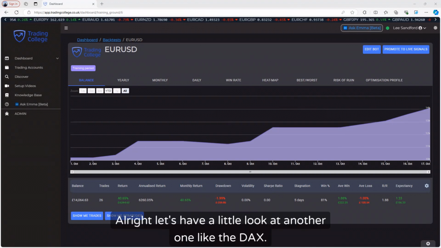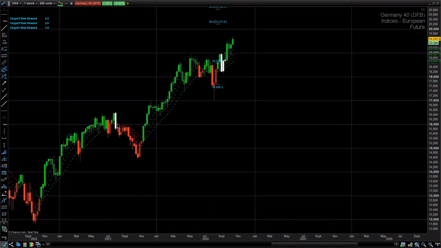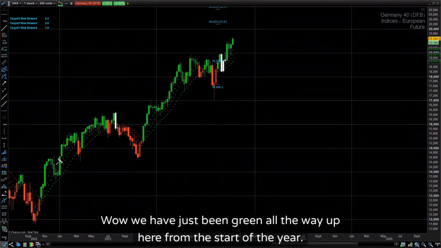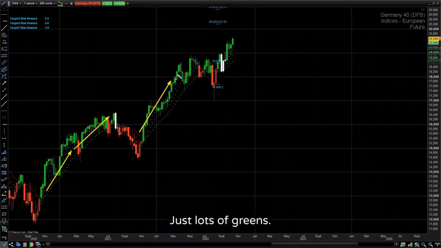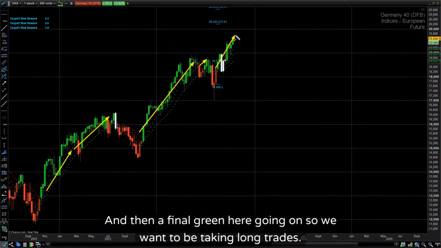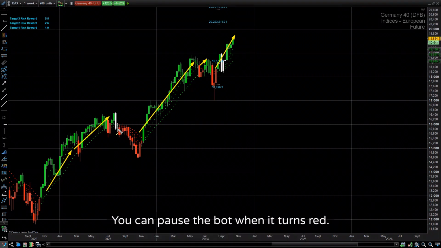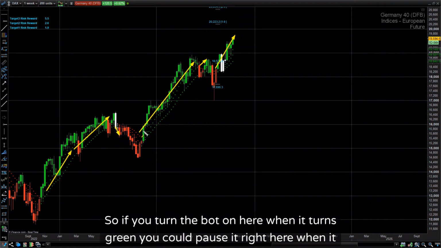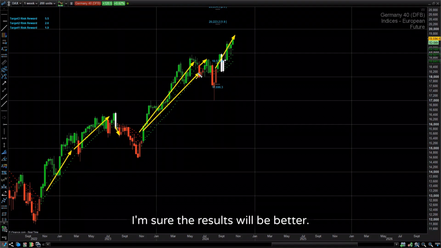All right, let's have a little look at another one like the DAX. Wow, we have just been green all the way up here from the start of the year. It's lots of greens, and then a final green here going on. So we want to be taking long trades. You can pause the bot when it turns red. So if you turn the bot on here when it turned green, you could pause it right here when it turns red. I'm sure the results will be better.